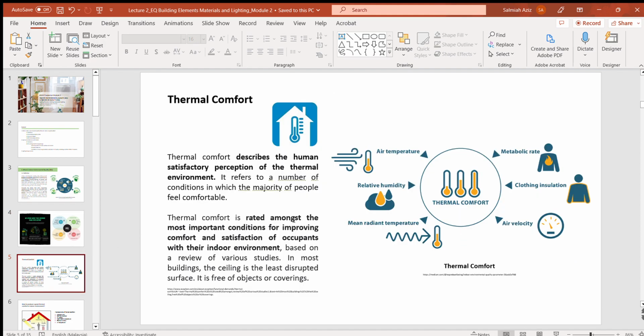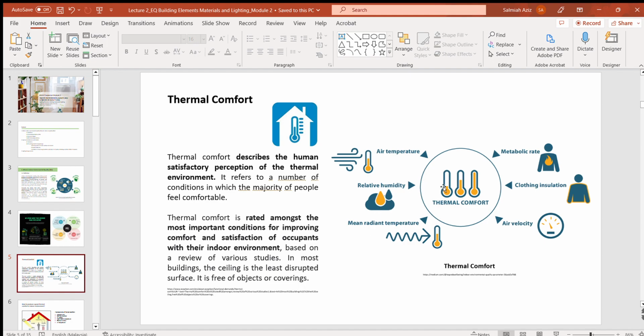Alright, this is in detail what thermal comfort is. Thermal comfort describes the human satisfactory perception of the thermal environment. It refers to a number of conditions in which the majority of people feel comfortable. Thermal comfort is rated amongst the most important conditions for improving comfort and satisfaction of occupants with their indoor environment. Based on a review of various studies, in most buildings, the ceiling is the least disrupted surface. It is free of objects or covering.